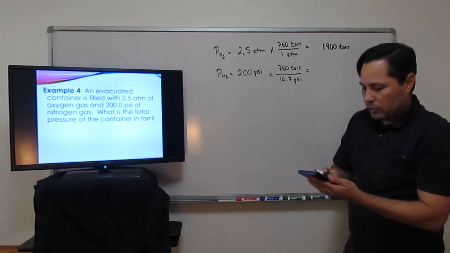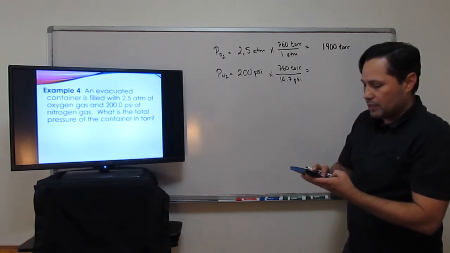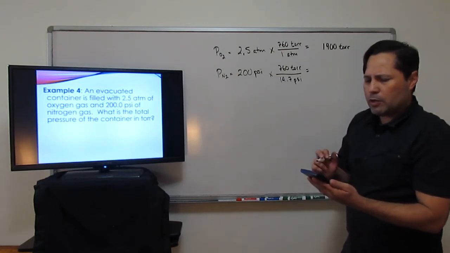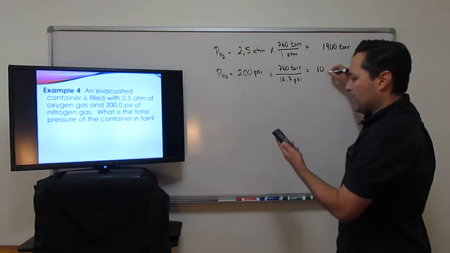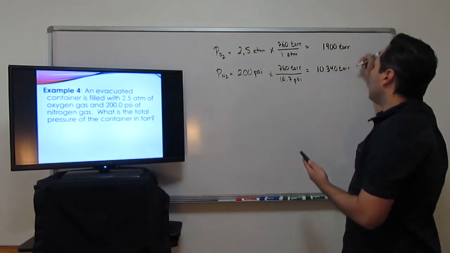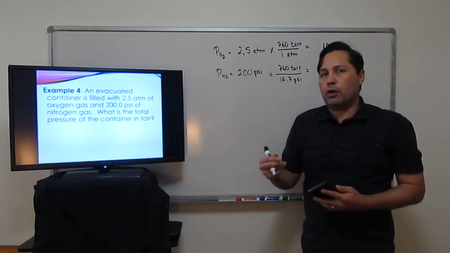And for the second one, I got 200 psi times 760 divided by 14.7. That's going to give me, rounding up slightly, 10,340 torr. So now we have the partial pressure of each of the gases.